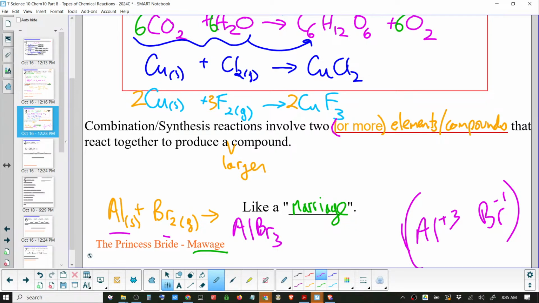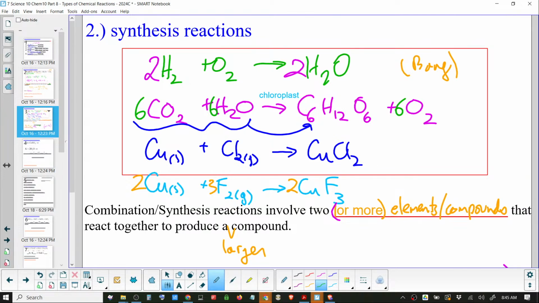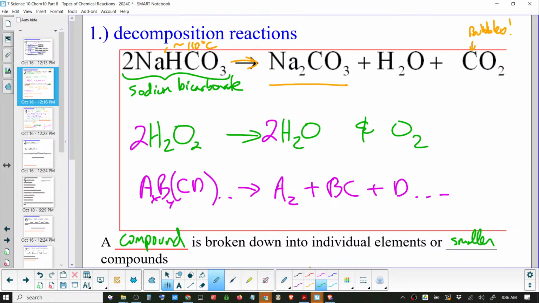So, little elements coming together to make a bigger thing. If we were to put it in generic terms, I ran out of spots in the box up here, so let's do it here. A plus B goes to AB of some kind. I'm going to flip back. Decomposition: AB goes to A plus B, to make it simple.